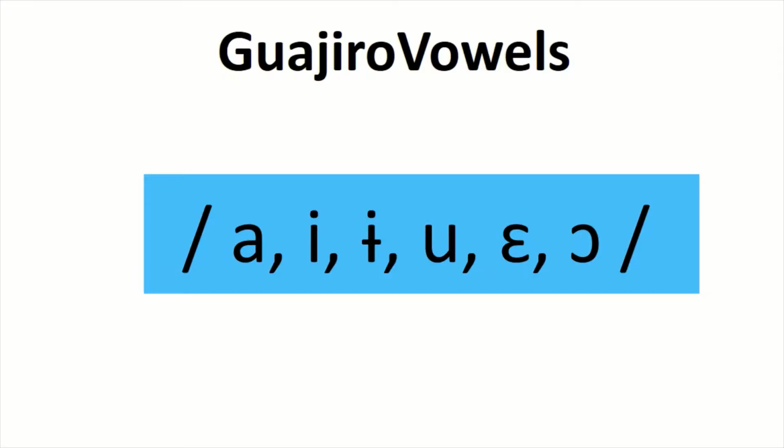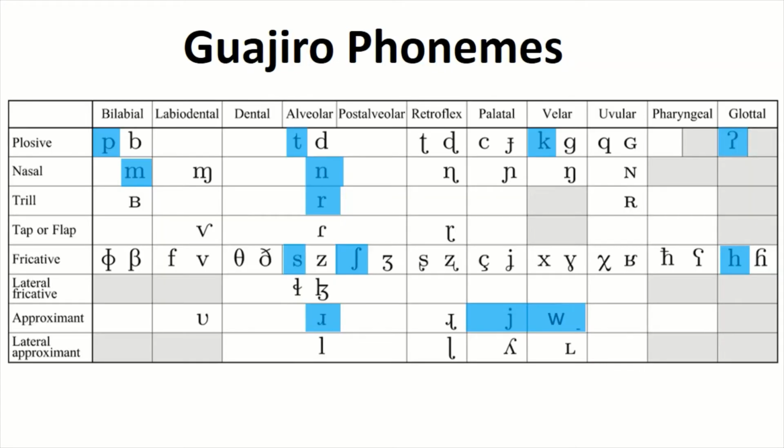These are the vowels, which seem quite regular, and here are the consonants. As you can see, there are no voiced plosives, which might at first glance seem quite peculiar, but this is actually very common for languages in Guajiro's vicinity.